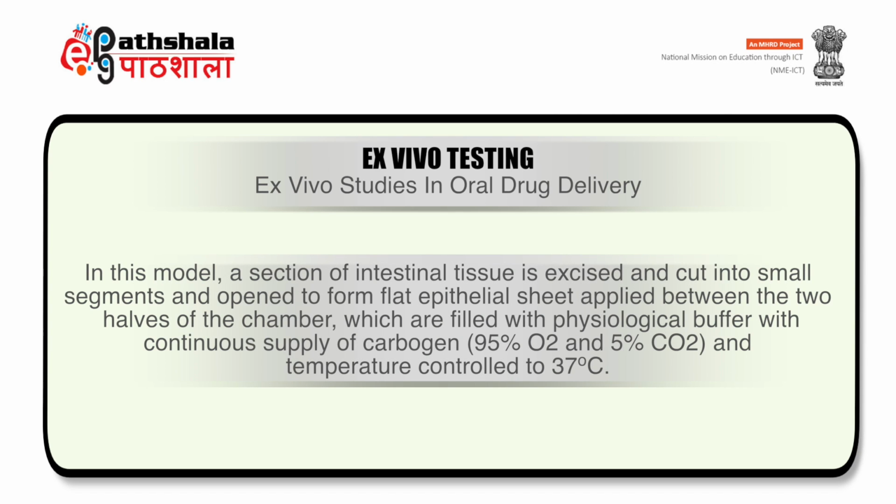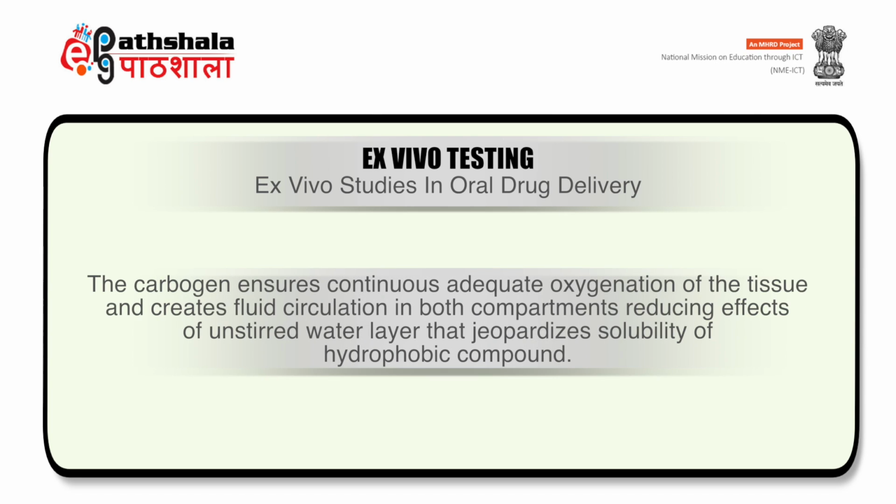In this model, a section of intestinal tissue is excised, cut into small segments and opened to form a flat epithelial sheet applied between the two halves of the chamber, which are filled with physiological buffer with a continuous supply of carbogen, consisting of 95% oxygen and 5% carbon dioxide, and temperature controlled at 37 degrees centigrade. The carbogen ensures continuous adequate oxygenation of the tissue and creates fluid circulation in both compartments, reducing the effects of the unstirred water layer that jeopardizes the solubility of hydrophobic compounds.